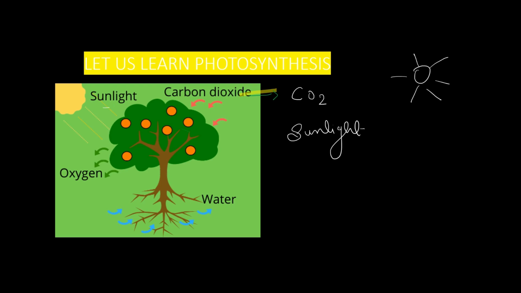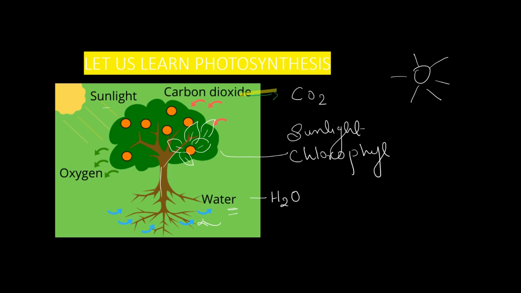And here is the water. We can write water as H2O. This water is absorbed by the roots. Inside the soil, water is present and it is absorbed by the roots of the plant and transferred to the leaves. Leaves are green in color, and this green color is provided by chlorophyll.